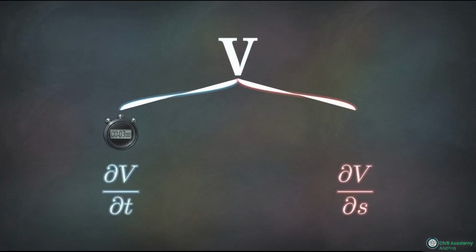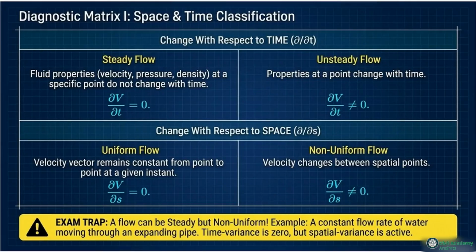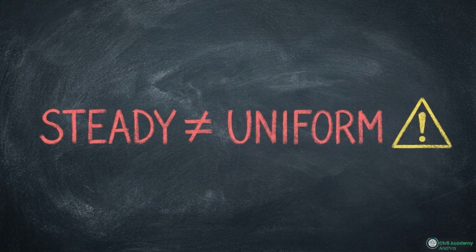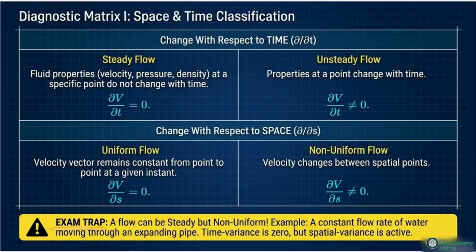Our first diagnostic test determines exactly how the fluid is changing. We do this by taking the partial derivatives of the velocity vector. In the top row, we test for time. If properties don't change as time passes, the time derivative is 0 and flow is steady. In the bottom row, if velocity remains constant between spatial points, the spatial derivative is 0, proving flow is uniform. This brings us to a frequent conceptual failure point in kinematics exams, the false assumption that steady flow automatically implies uniform flow. This matrix highlights the exact trap in the yellow box at the bottom.